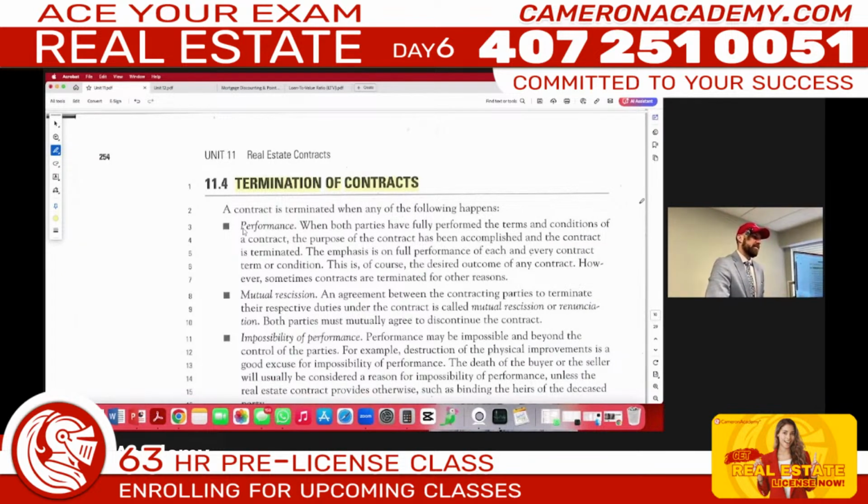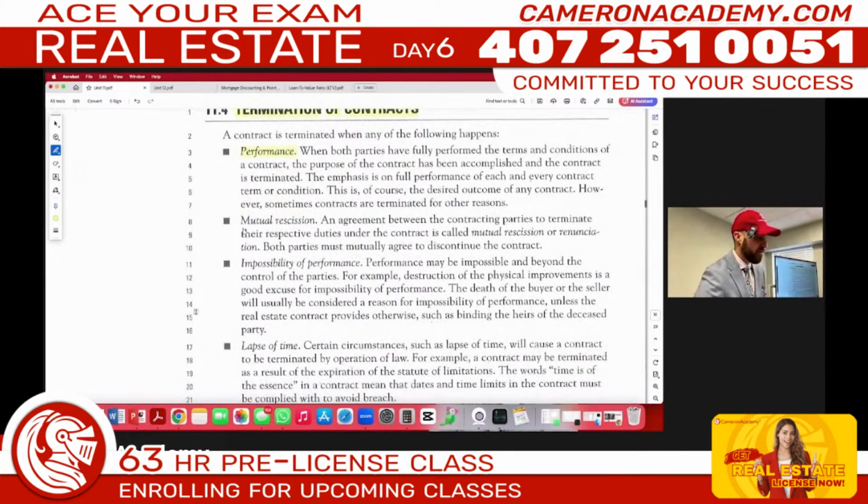Ending a contract. The state exam, I ask you, what's the best way to end? It's your first bullet point. Starts with the letter P. It's what? Yeah, everybody gets what they wanted. Everybody performed their obligations. That's the best way to end things. But there's different ways to end. Let's go through a mutual rescission.